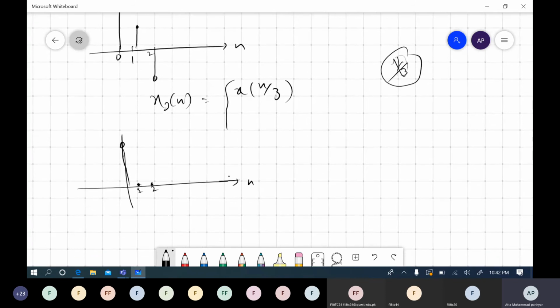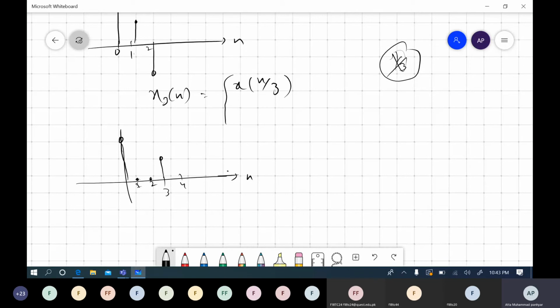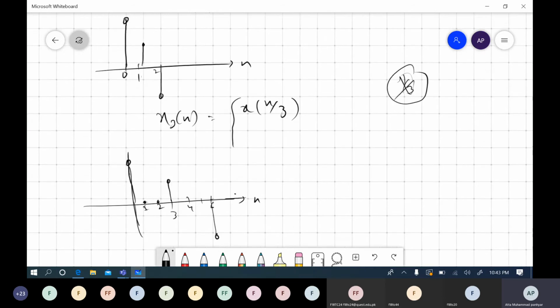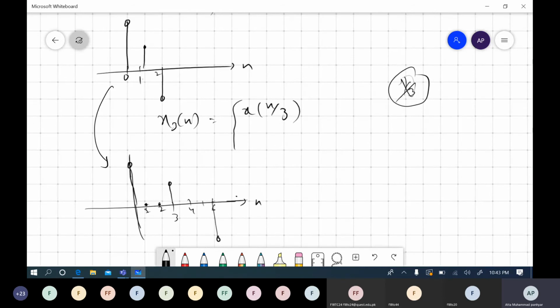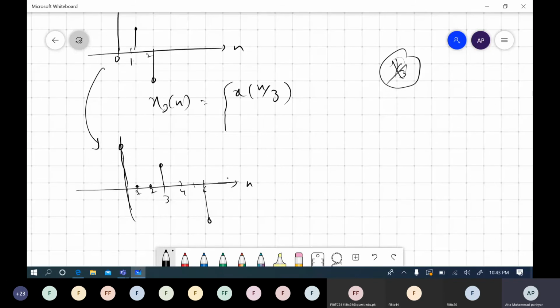What about the third index? At the third index, when we put n equal to 3, then we get 3 by 3, which is x of 1. So at the third index we get the value x of 1 here, right? Now at 4, 4 by 3 is again 0, 5 by 3 is again 0. At 6, 6 divided by 3 is 2. Now you can see that our original signal is stretched in this way. So what we call this signal is an upsampler, right?